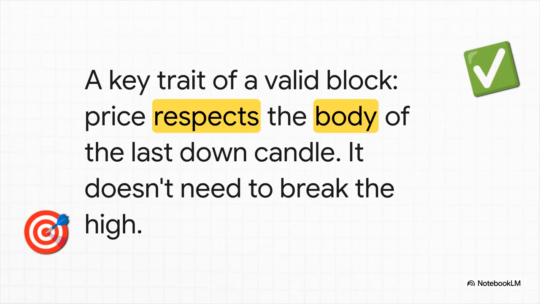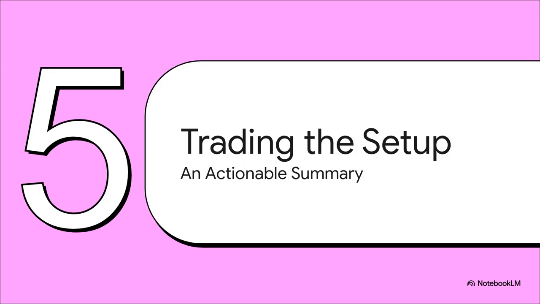And here's a little pro tip from ICT that you'll want to write down. A really strong, valid mitigation block often sees price trade up into the candle, but it respects the body. It doesn't even need to poke through the high. That kind of precision, that's your clue that the institutional selling pressure at that level is incredibly sensitive. It's a huge tell.